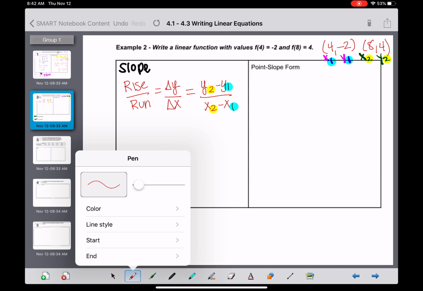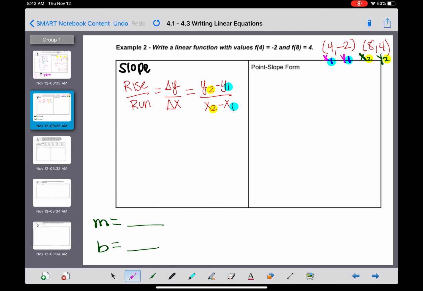So I am going to plug in my values. So I have y2 minus y1 over x2 minus x1. I am just substituting in my values. 4 minus negative 2 is 6. 8 minus 4 is 4. That reduces down to 3/2. And I have one piece of information.